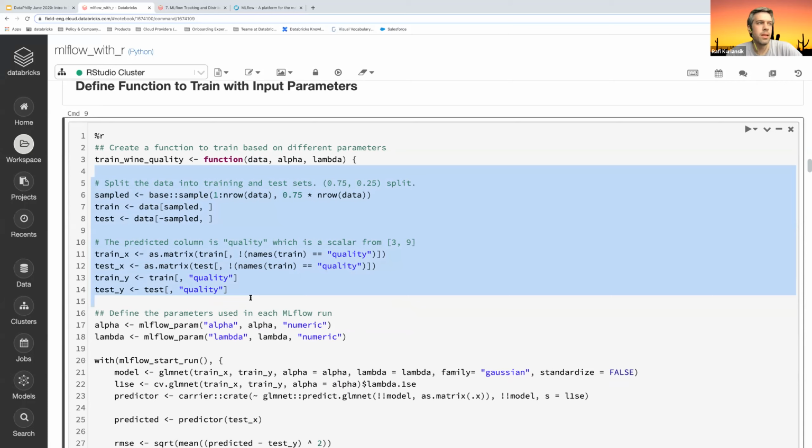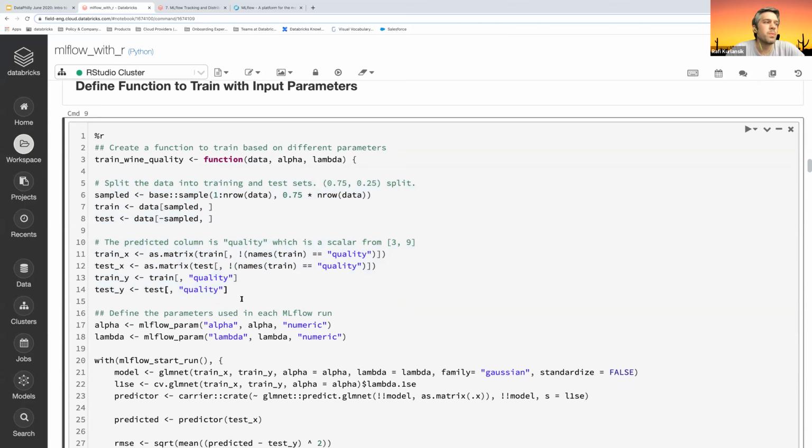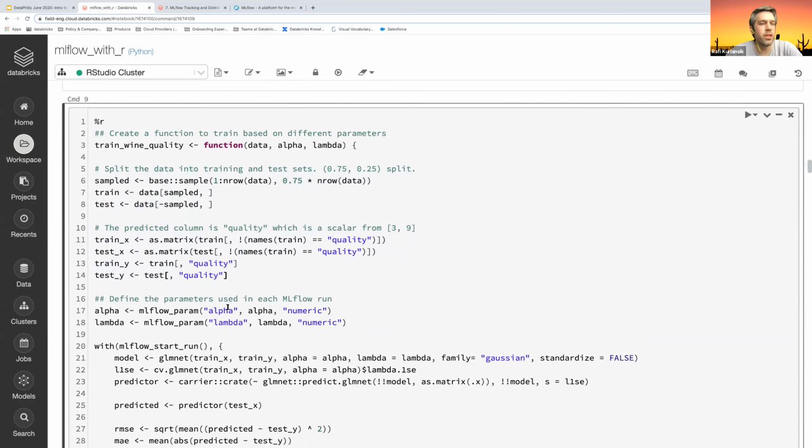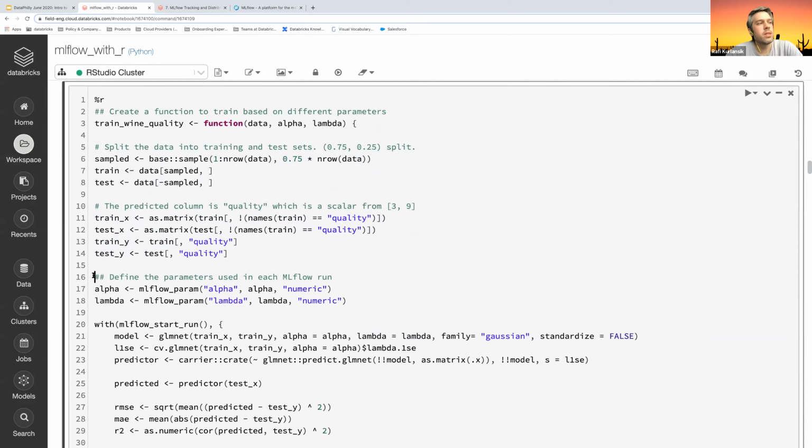You split your data into training and test sets. You specify what the features are going to be and what the label is going to be. And then you're ready to start training. The first place where MLflow comes into the picture is this mlflow_param function. This is really calling out to the tracking server and saying, hey, I have this parameter called alpha. This is the variable in my code that represents it, and this is its type. So we're going to do that for both alpha and lambda.